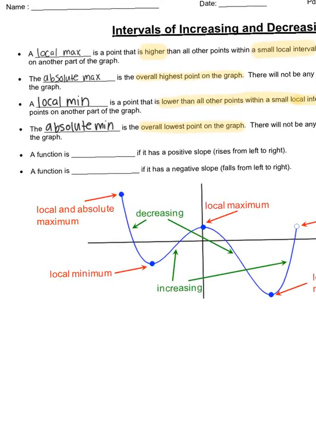A function is blank if it has a positive slope. So positive slope means that it rises as it goes from the left to the right. So if it goes up as you're reading it from left to right, that means that it's increasing. And then a function is blank if it has a negative slope. So if it goes downward reading from left to right, then it's decreasing.